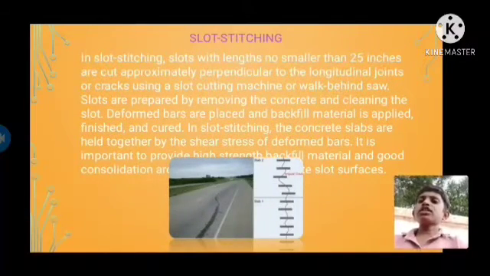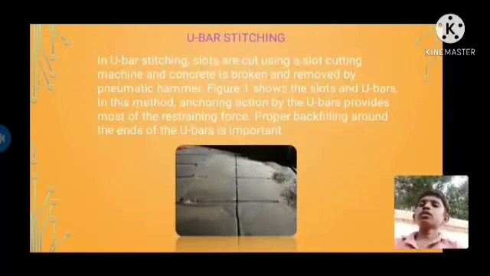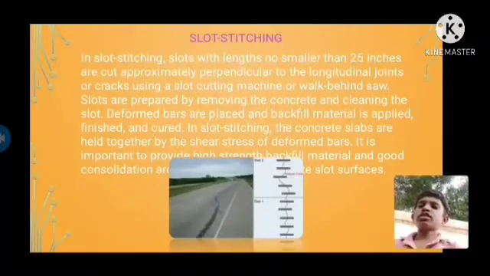Slot stitching. In slot stitching, slots with a length of about 25 inches are cut approximately perpendicular to the longitudinal joint or crack using a slot cutting machine or wall saw. The slot is prepared by removing the concrete and cleaning the slot. Deformed bars are placed and backfill material is applied, finished and cured. In slot stitching, the concrete slabs are held together by the shear stress of the deformed bars, so it is important to provide high strength backfill material and good construction. And this is a slot stitching diagram.